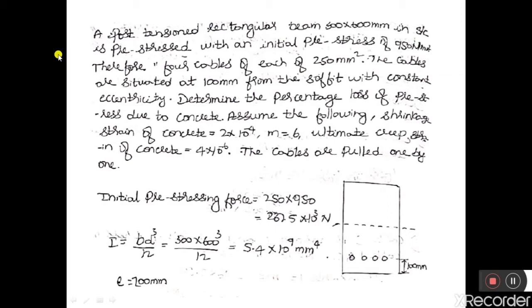Determine the percentage loss of pre-stress due to concrete. Assume the following. Shrinkage strain of concrete is equal to 2 into 10 to the power of minus 4. m is equal to 6. Ultimate creep strain of concrete is equal to 4 into 10 to the power of minus 6. And the cables are pulled one by one.